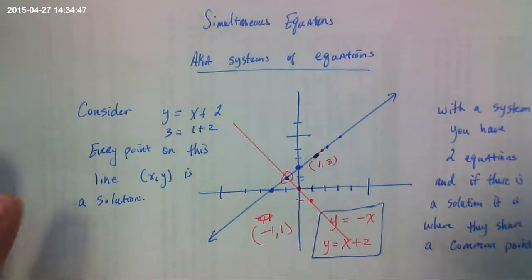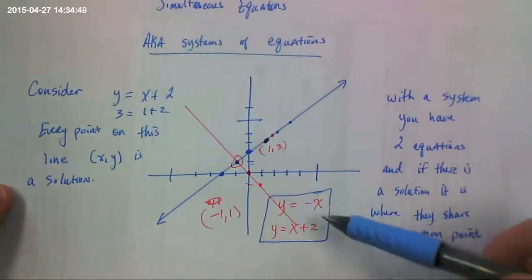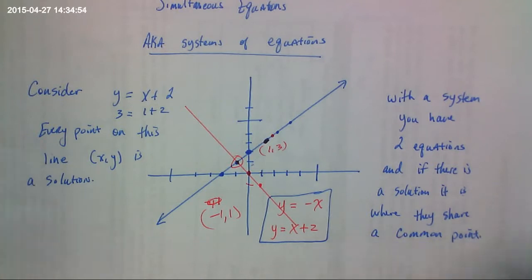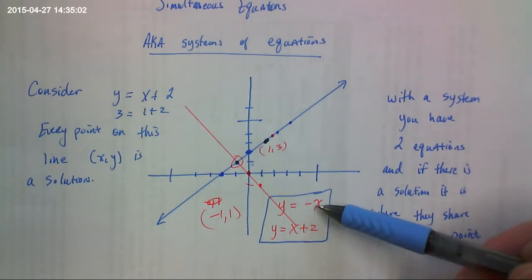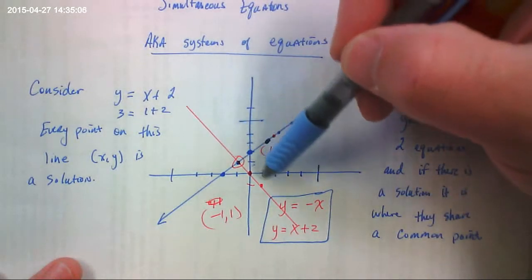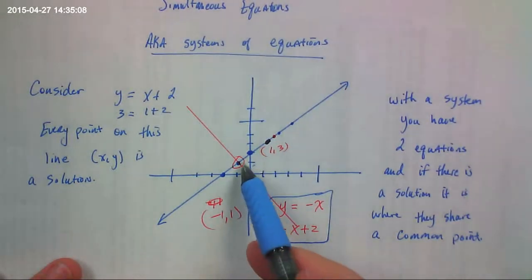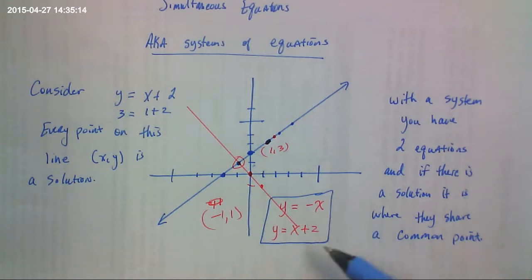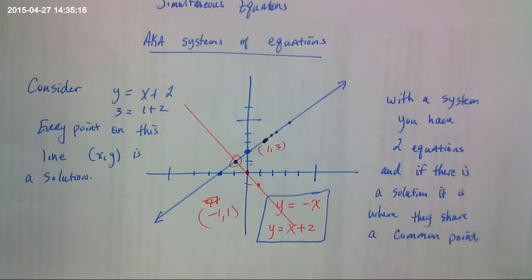So when you have a system of equations, like this system right here, y equals negative x and y equals x plus 2, what you're looking for is the point they share, the solution they share. So a solution to this system is a solution to both equations. So I went ahead and graphed in red y equals negative x, and where they cross is negative 1 comma 1. That's the solution to this system of equations, and that's how you can find it by graphing.